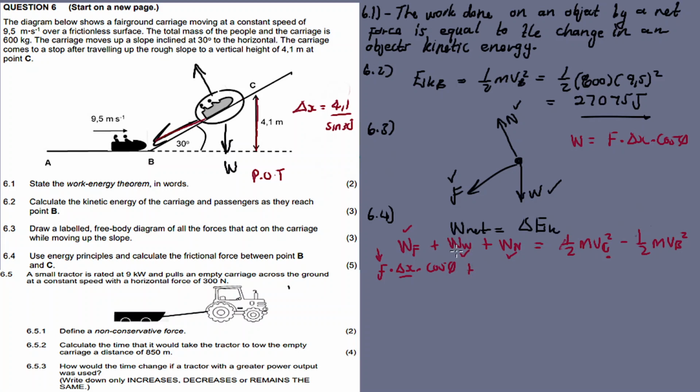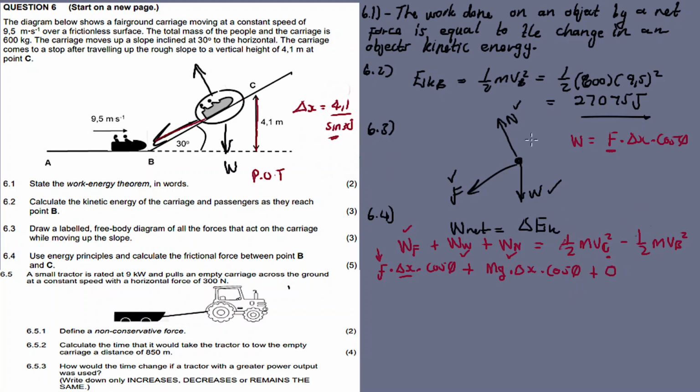Plus what's this? It's the work done by weight. It's mg, right, which is the force times delta x times cos theta. So substitute in a moment, plus work done by normal force is equal to 0 degrees.